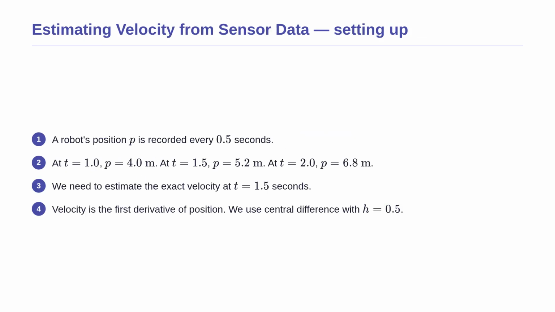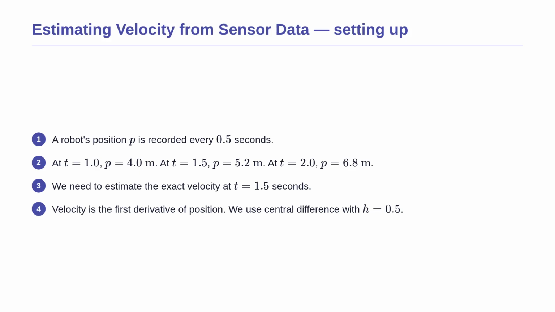Let us look at a real-world scenario where we do not have a mathematical formula at all. A robot's position is being recorded by a laser sensor every 0.5 seconds. We have distance readings at 1 second, 1.5 seconds, and 2 seconds. We need to estimate the robot's exact velocity at exactly 1.5 seconds. In physics, velocity is simply the first derivative of position with respect to time.